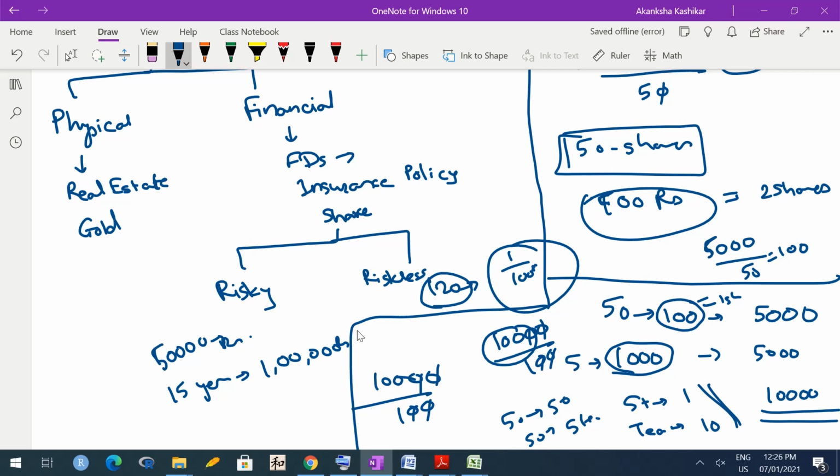Okay. So if it's a well-established bank, then you are almost sure that you will get your money back at the end of 15 years, or in fact, in between if you want. So there is no risk involved. Whatever money has been promised to you, you will get that money. That is, there is no risk. So that's why FDs become riskless. On the other hand, things like shares are risky.